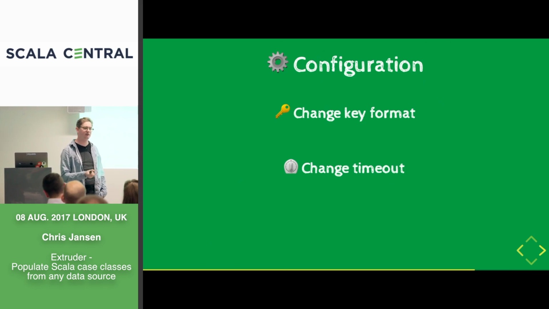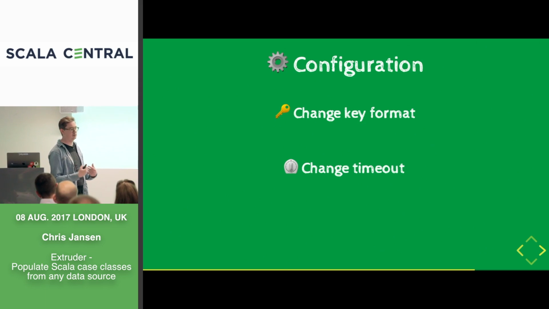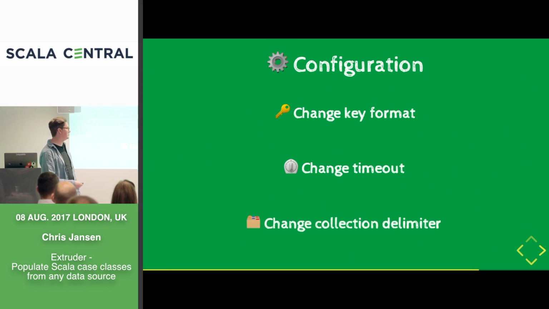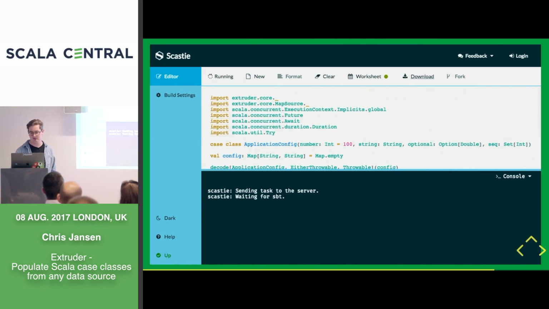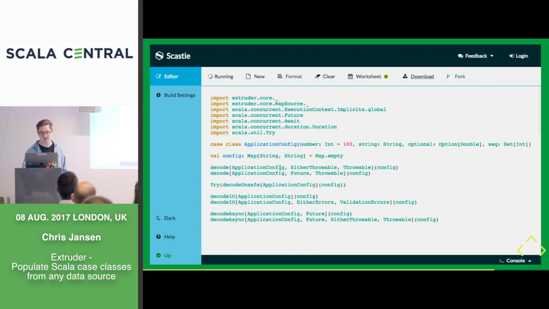So for the default encoding or decoding, any asynchronous operation is lifted into the normal validation type, but that means that it has to be, for the most part, evaluated synchronously. So there's a timeout. You might want to change the collection delimiter. So by default, it's commas, but you might want to change it to something else. So how do we do this? With hints. So what do I mean by hints? It's essentially just a class.